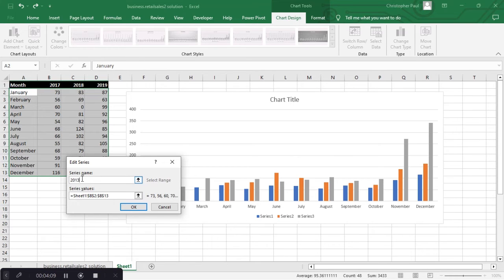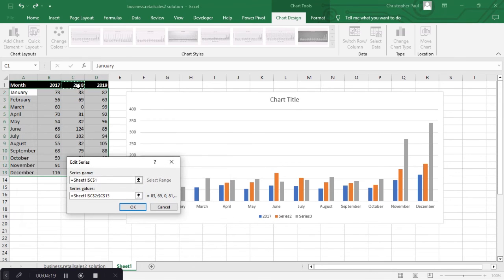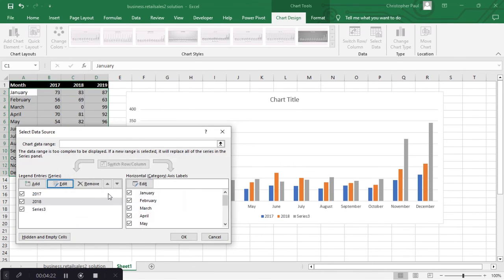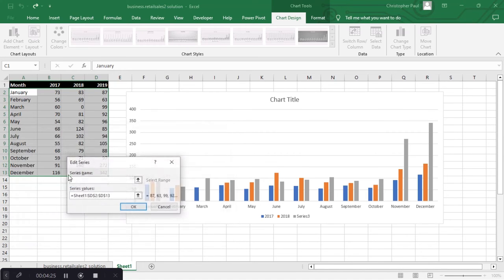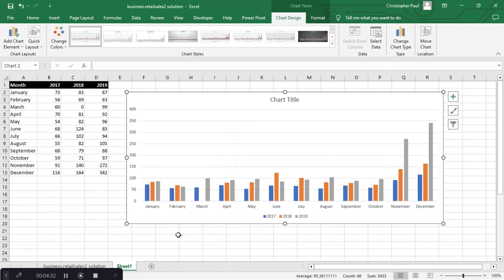edit. You can make the first series 2017. The second one, edit, then you pick up this. Okay, third one, edit, and you still pick up this value as our series. So therefore, this is the best way to represent a graph that has a relationship between variables.